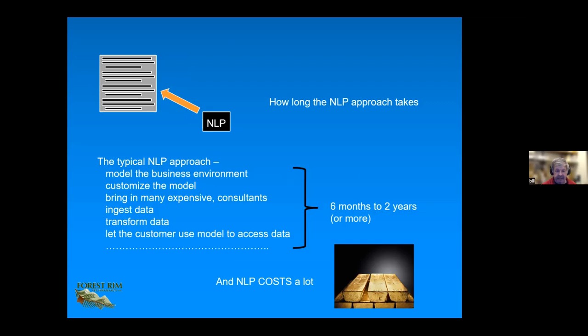So a typical NLP approach is to model the business environment, customize the model, bring in a lot of expensive consultants, ingest the data, transform the data, let the customer use the model to access data. And how long does this take? Well, anywhere from 6 months to 2 years, and I've even heard cases it's taken as long as 10 years to do. By the time your executive spends 10 years trying to make NLP work, they've forgotten what the questions were in the first place.